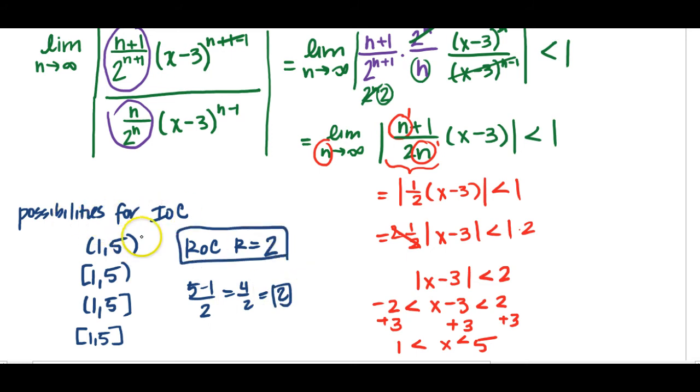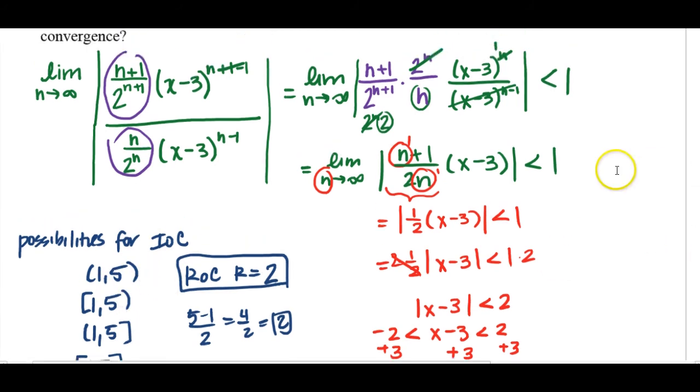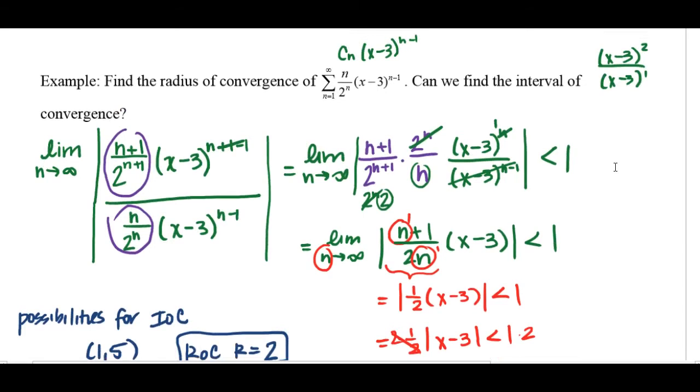The possibilities for the interval of convergence are these 4, and I can't tell until I plug 1 and 5 back in up here. So just to get an idea of what that would look like, I'd have to plug 1 and 5 into these x's. In other words, does the sum from n equals 1 to infinity of n over 2n times, if I plug in 1 here, 1 minus 3 is negative 2, to the n minus 1.